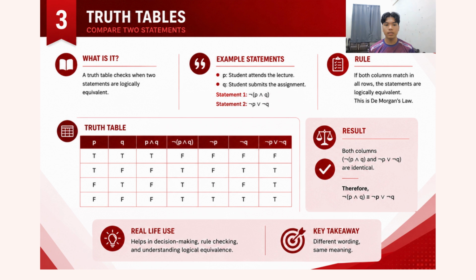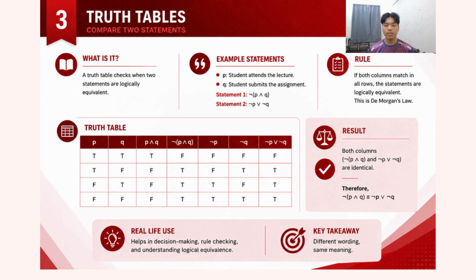To test whether these statements have the same meaning, we list all possible truth values of P and Q in the truth table and calculate the results for both expressions. As shown in the final two columns, the truth values are identical in every row. Since the results match for all possible cases, the two statements are logically equivalent. This demonstrates De Morgan's law and shows how truth tables help us verify logical relationships.